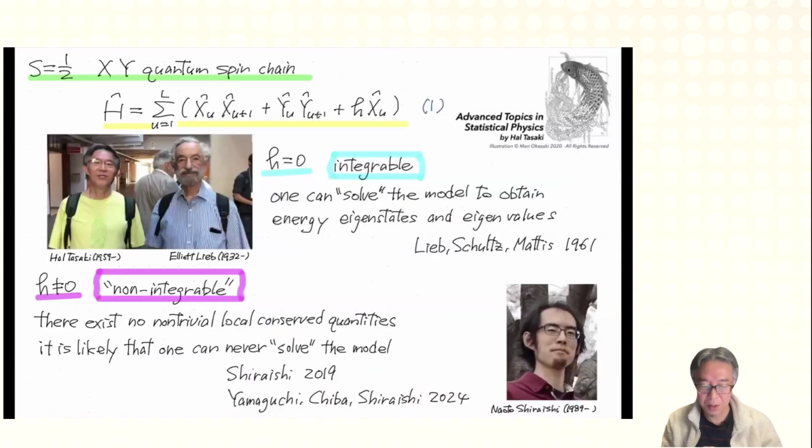Okay, so this is the end of this mini lecture, the end of this mini course where I treated this spin 1/2 XY quantum spin chain or XX quantum spin chain. And when there is no magnetic field, I discussed that you can solve this model by using free fermion techniques to obtain exact energy eigenstates and energy eigenvalues. This was done by Lieb, Schultz, and Mattis back in 1961. And in the second part, I discussed that this model with magnetic field is very likely to be non-integrable. More precisely, there exists no non-trivial local conserved quantities in this model. And it is likely that you can never solve this model. And this goes back to these other recent works.